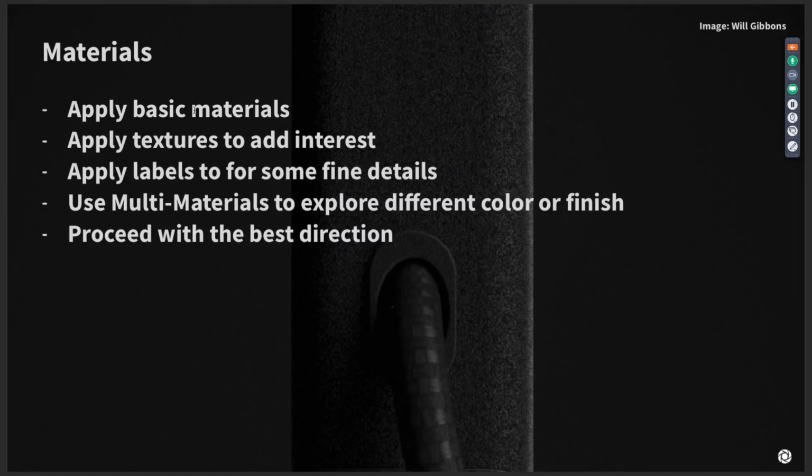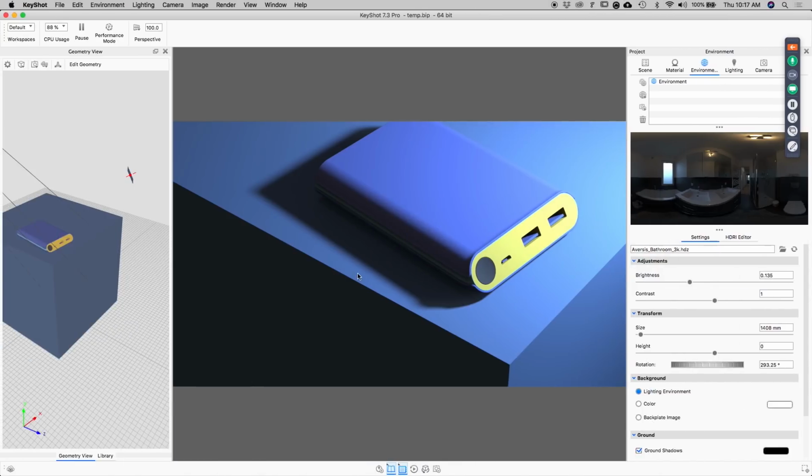So I'll start by applying basic materials, and by basic, I mean straight out of the KeyShot library. And then I'll spend time dialing in a couple of textures and labels. And then we have this cool thing, multi-materials, that is an awesome last step that I use to try a few different color options or different finish variations. Just like we did a few different camera angles and then decided which one we liked afterward, we can do the same thing with materials and then proceed with that option. So that's a nice way to use KeyShot through the development phase before you know exactly what you're going to end up with.